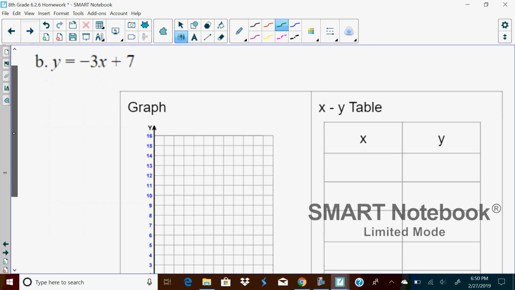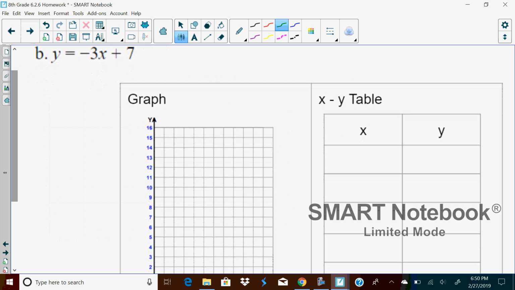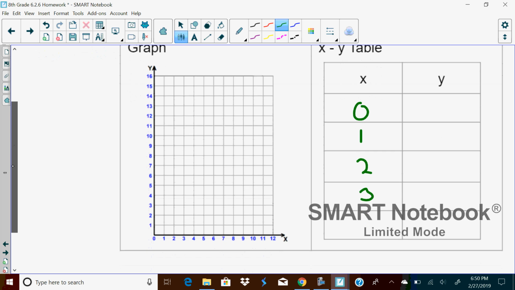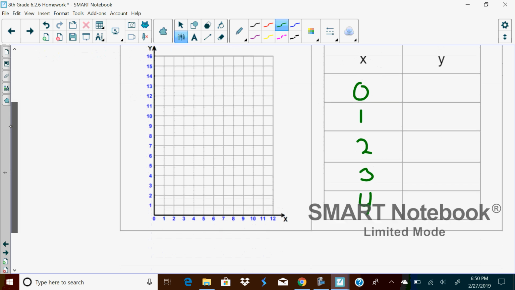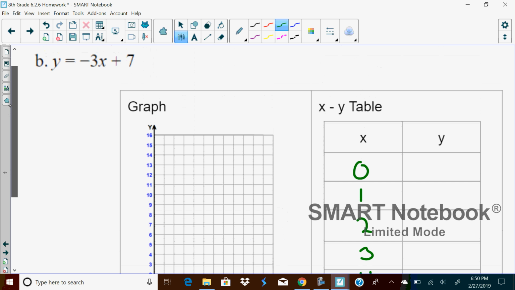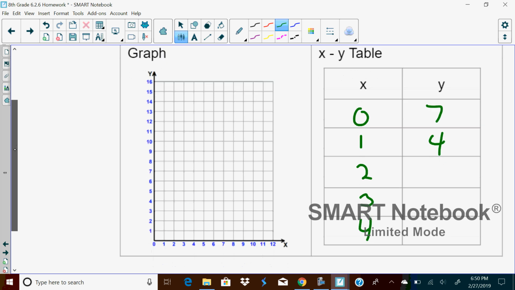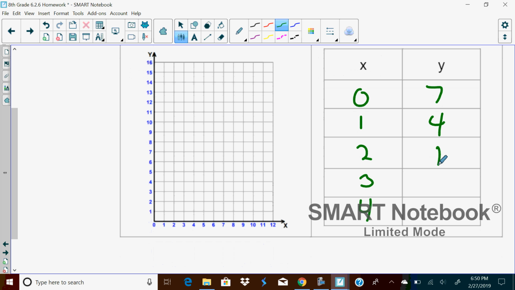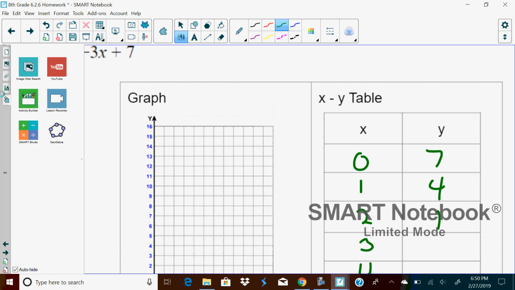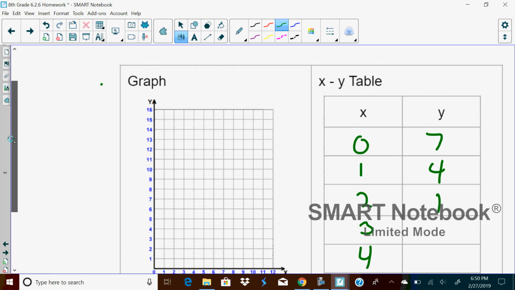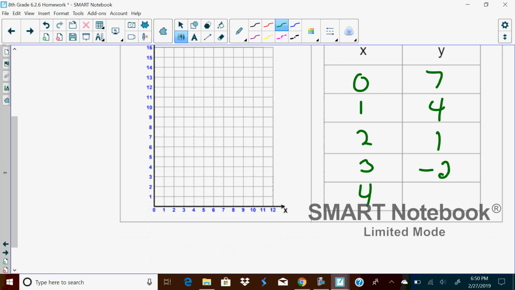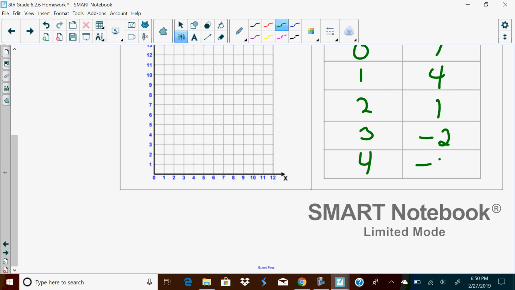Next one, it gave us the rule. So to create the table, I put in 0, 1, 2, 3, and 4. -3 times 0 plus 7 is 7. It's going down by 3, so this will be 4. Then 1, then -2, then -5.